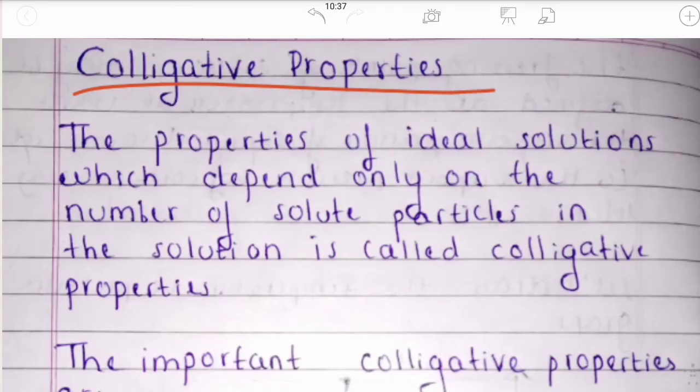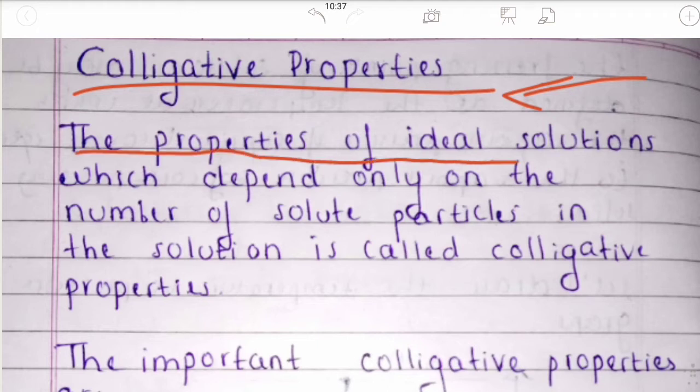We know that the vapor pressure of a solution decreases when a non-volatile solute is added to a volatile solvent. There are many properties of solutions which are connected with the decrease of vapor pressure. They are relative lowering of vapor pressure of the solvent, depression of freezing point, elevation of boiling point, and osmotic pressure. These are simply called colligative properties.